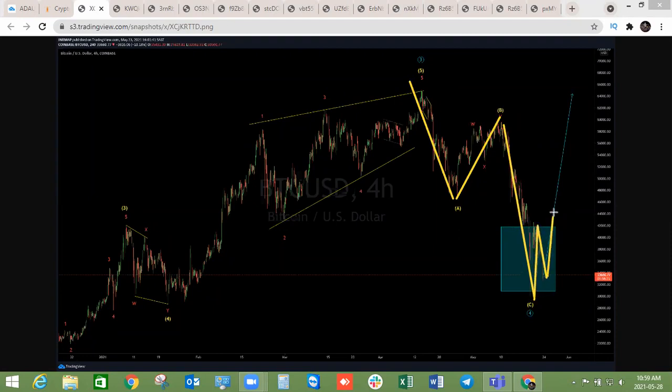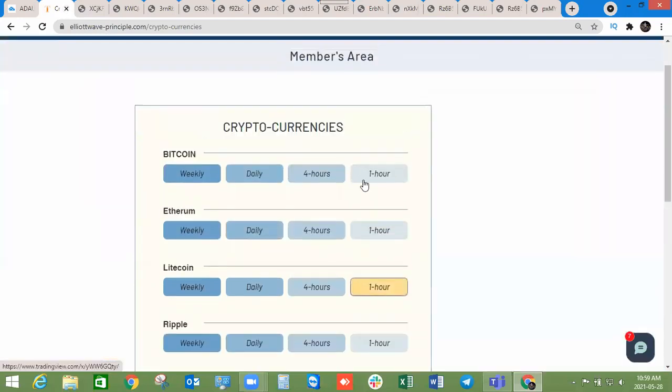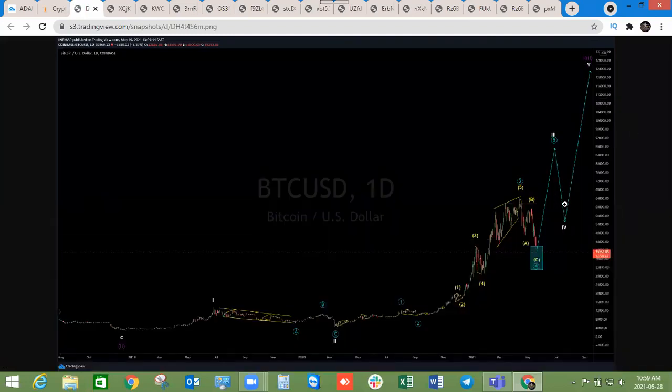If this comes more down, we are going to update the Bitcoin structure. As to which one it is going to be, we'll have to watch first when that is invalidated. We've not looked at the alternative as yet. Let's go to the daily on Bitcoin. So if that view is invalidated, we have to look at that wave 4.